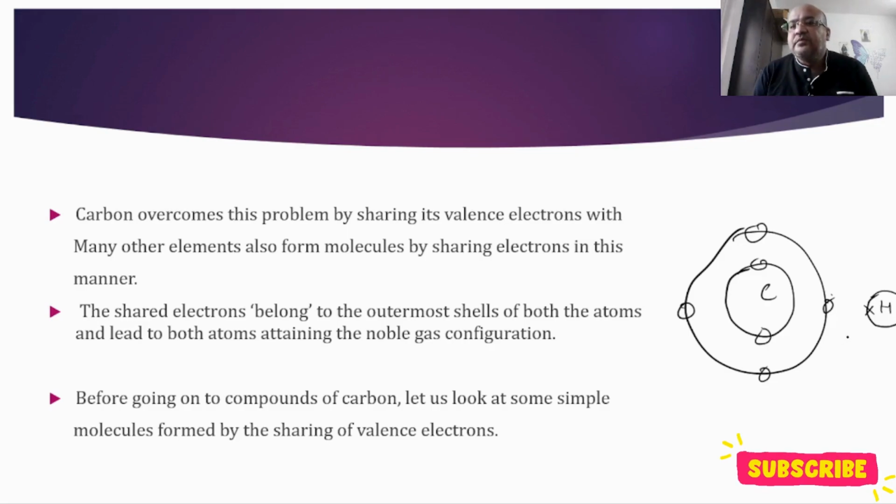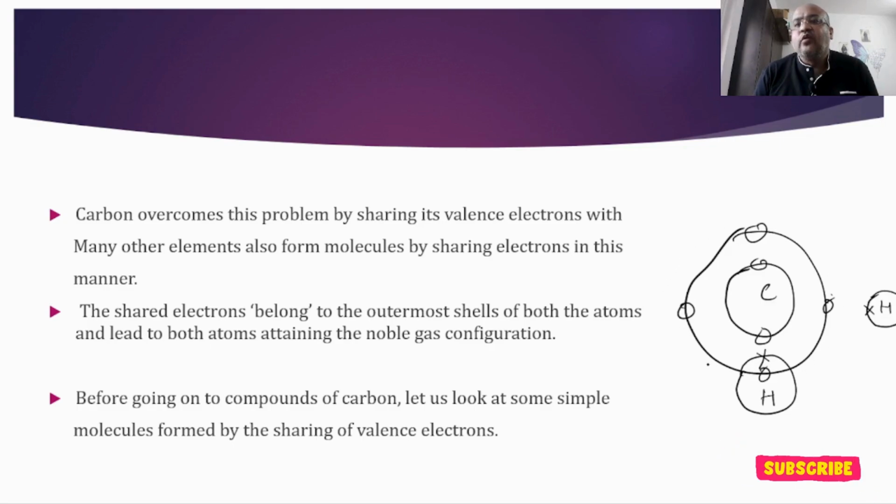So hydrogen also requires one electron to fulfill its orbit. So what will it do? Carbon will share its electron with hydrogen like this. See here, it will share its electron like this with hydrogen. It has got four electrons, so all four electrons it will share with hydrogen, for instance in this case. But it can share these electrons with many other elements also to form molecules.